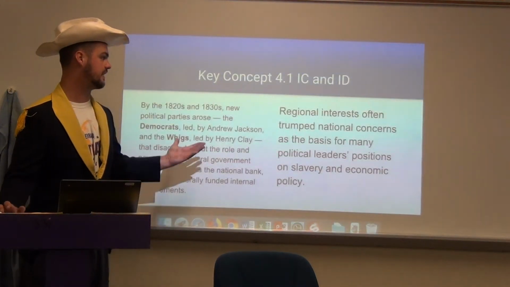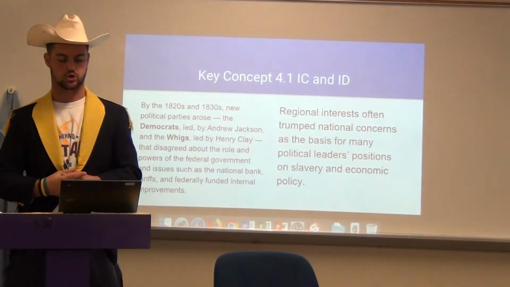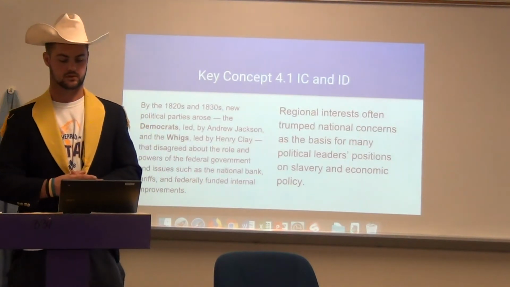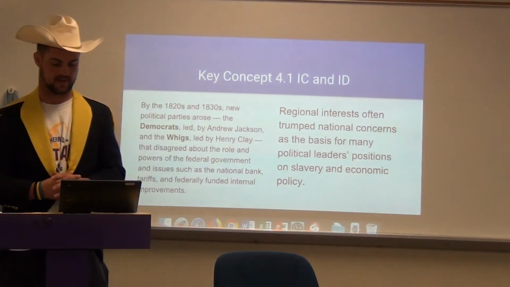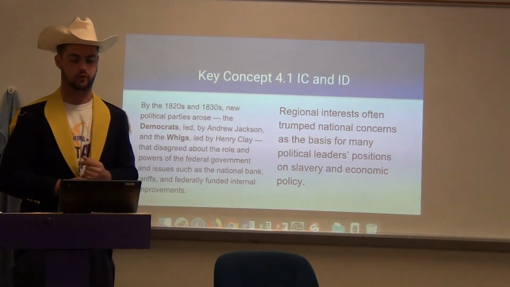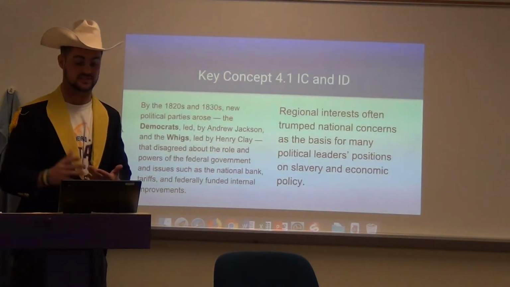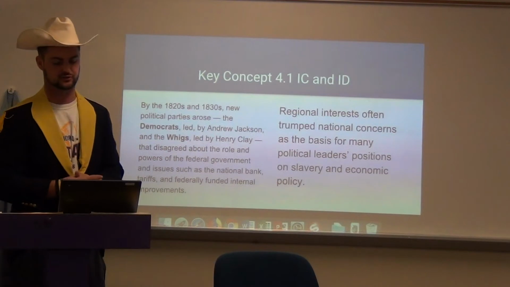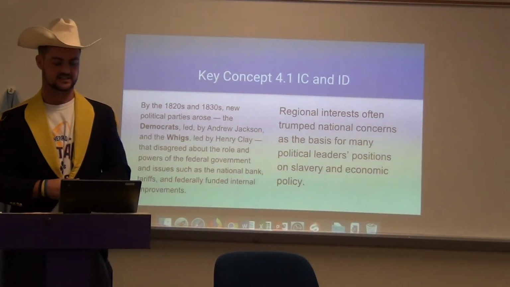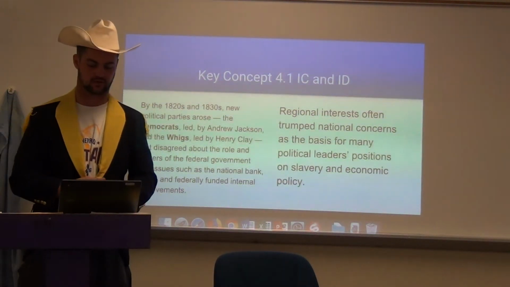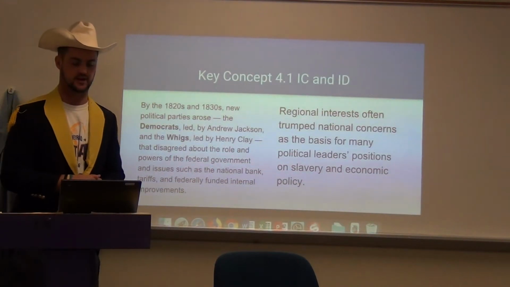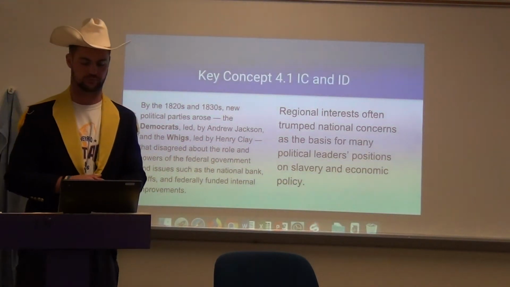So we talk about the key concepts in your concept maps, okay? And we talk about key concept 4.1. By the 1820s and 1830s, new political parties arose. The Democrats, which we talked about, Andrew Jackson, the Whigs, Henry Clay, disagree about the roles and the powers of federal government in issues such as the bank, tariffs, and federally funded internal improvements.